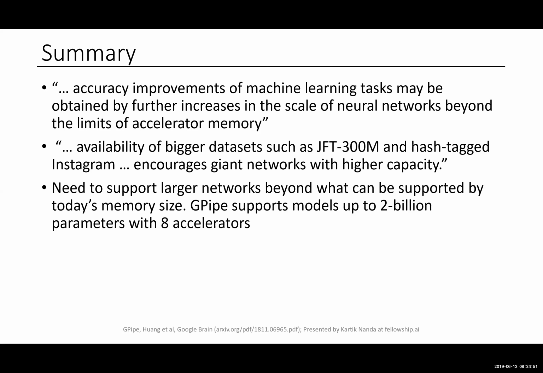So far, apparently these things are now reaching the point where it's limited by the memory in the accelerator, and so things are slowing down. And GPipe is Google's approach, or Google's attempt at solving that problem, or at least pushing it out a little bit further. So Google needs to support larger networks, and GPipe currently can support up to 2 billion parameters with 8 accelerators.